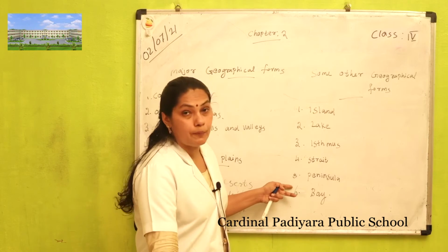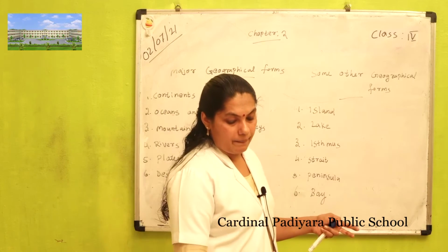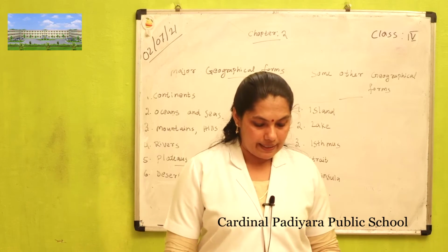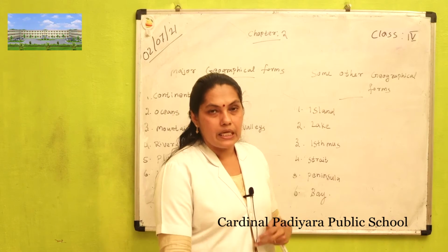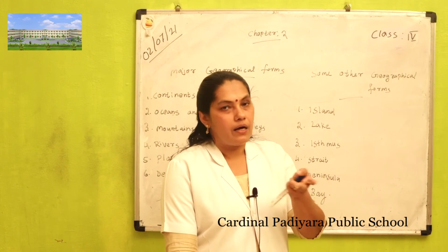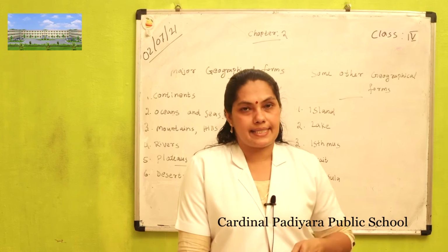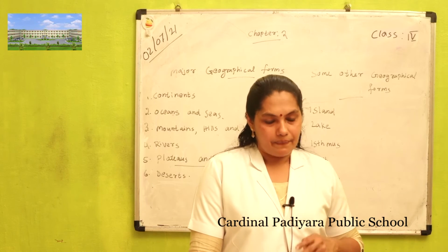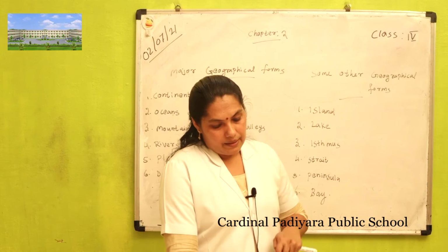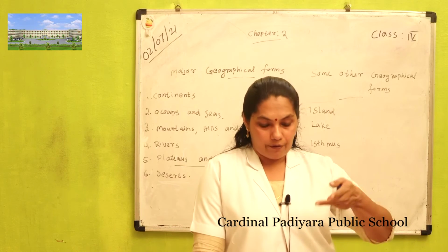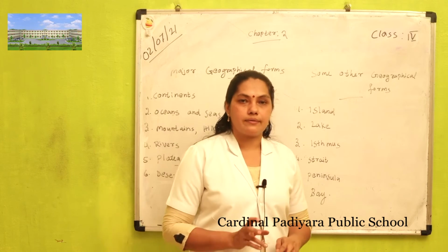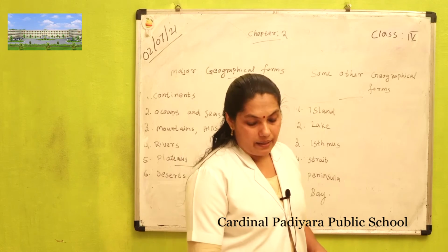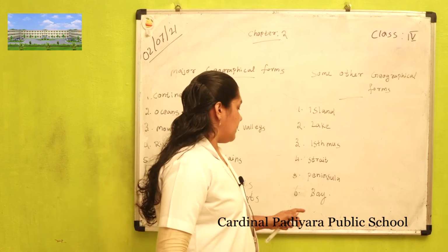The fifth point is the peninsula. What is a peninsula? A peninsula is a piece of land surrounded by water on three sides. The southern half of India has sea on three sides, so this part of India is a peninsula.